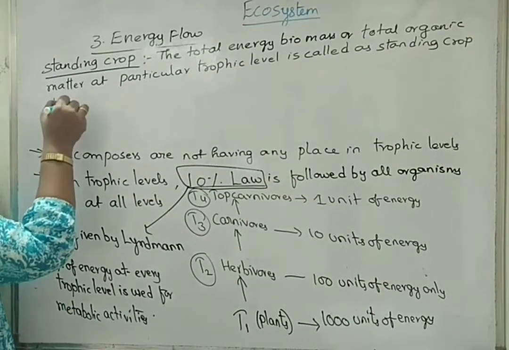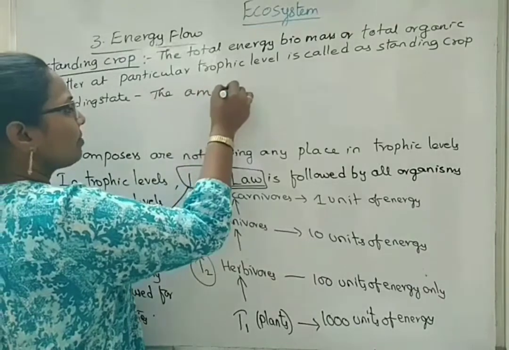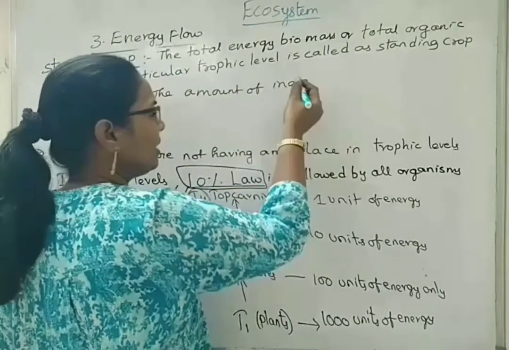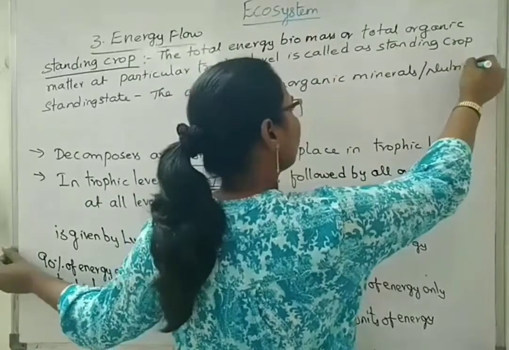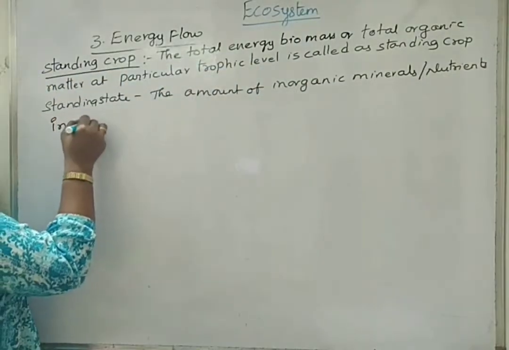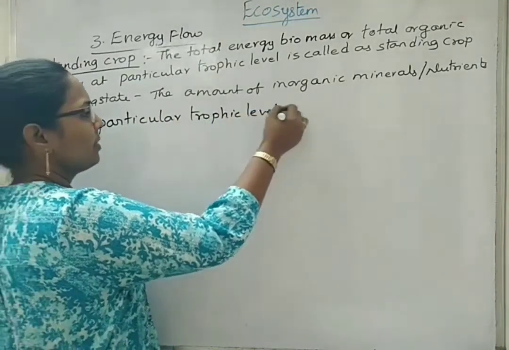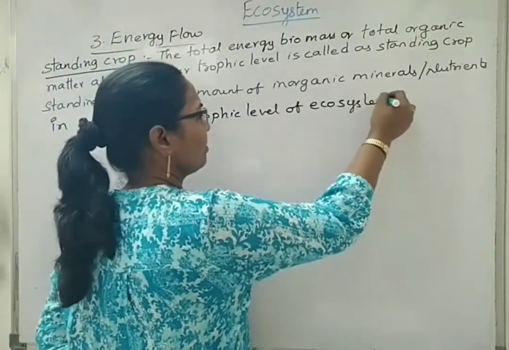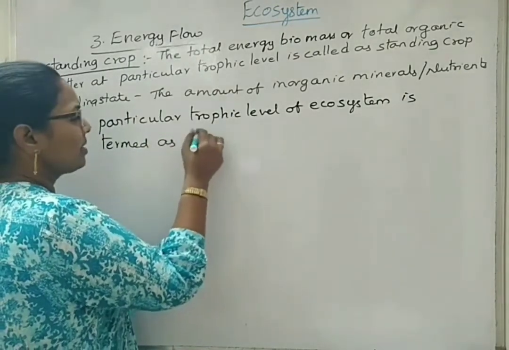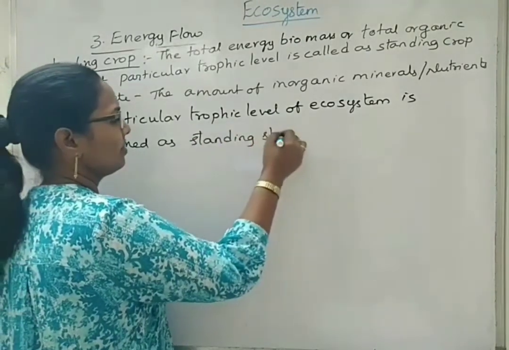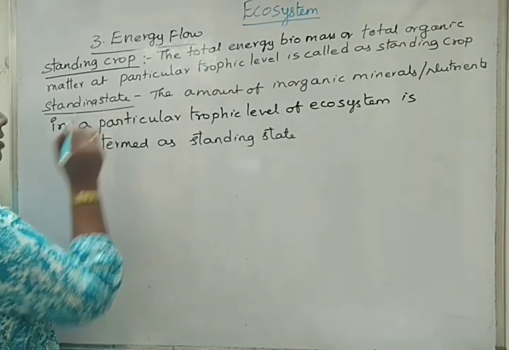Another word, standing state. The amount of inorganic minerals or nutrients in a particular trophic level of an ecosystem is termed as standing state. These are about a few different terms and their meanings, and about the third component, energy flow.